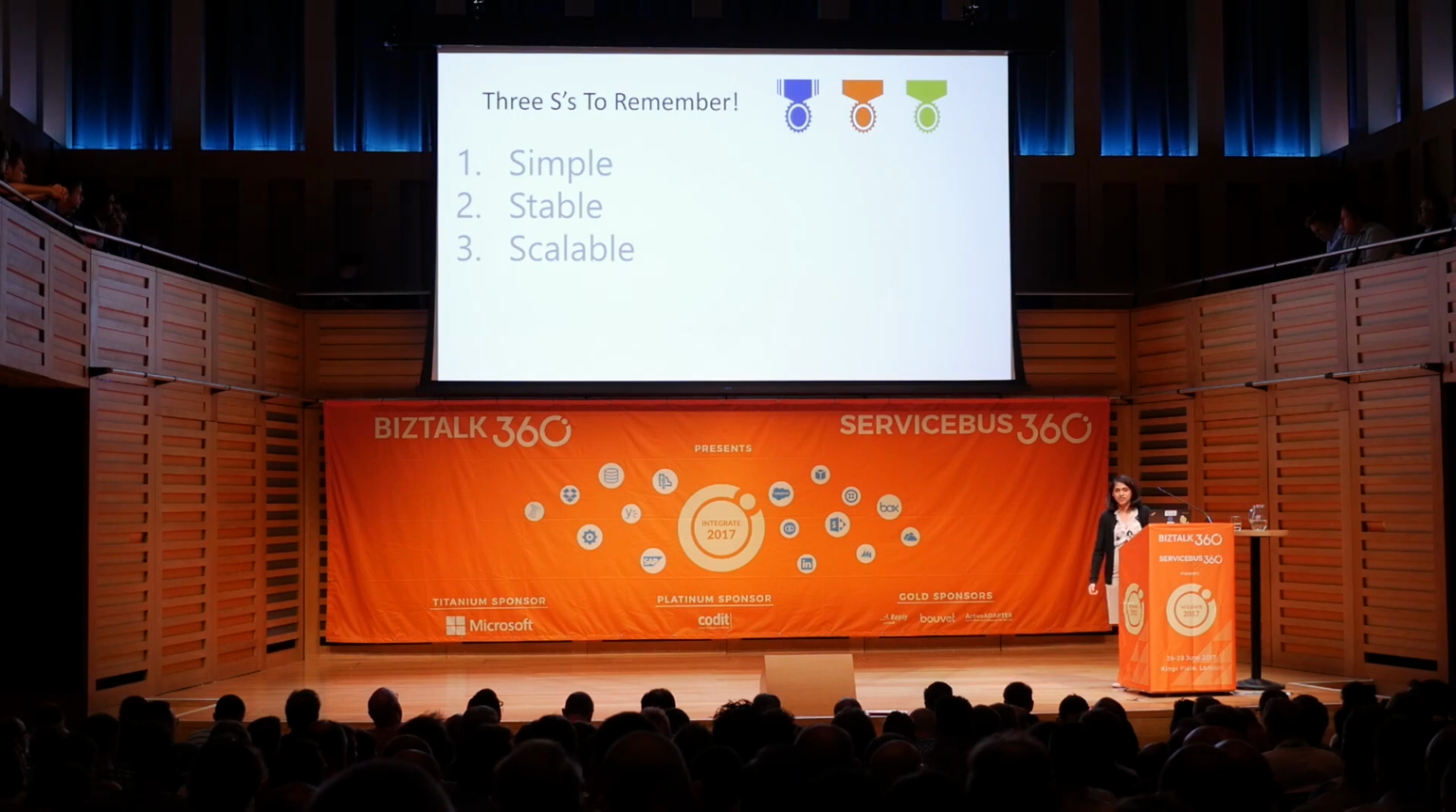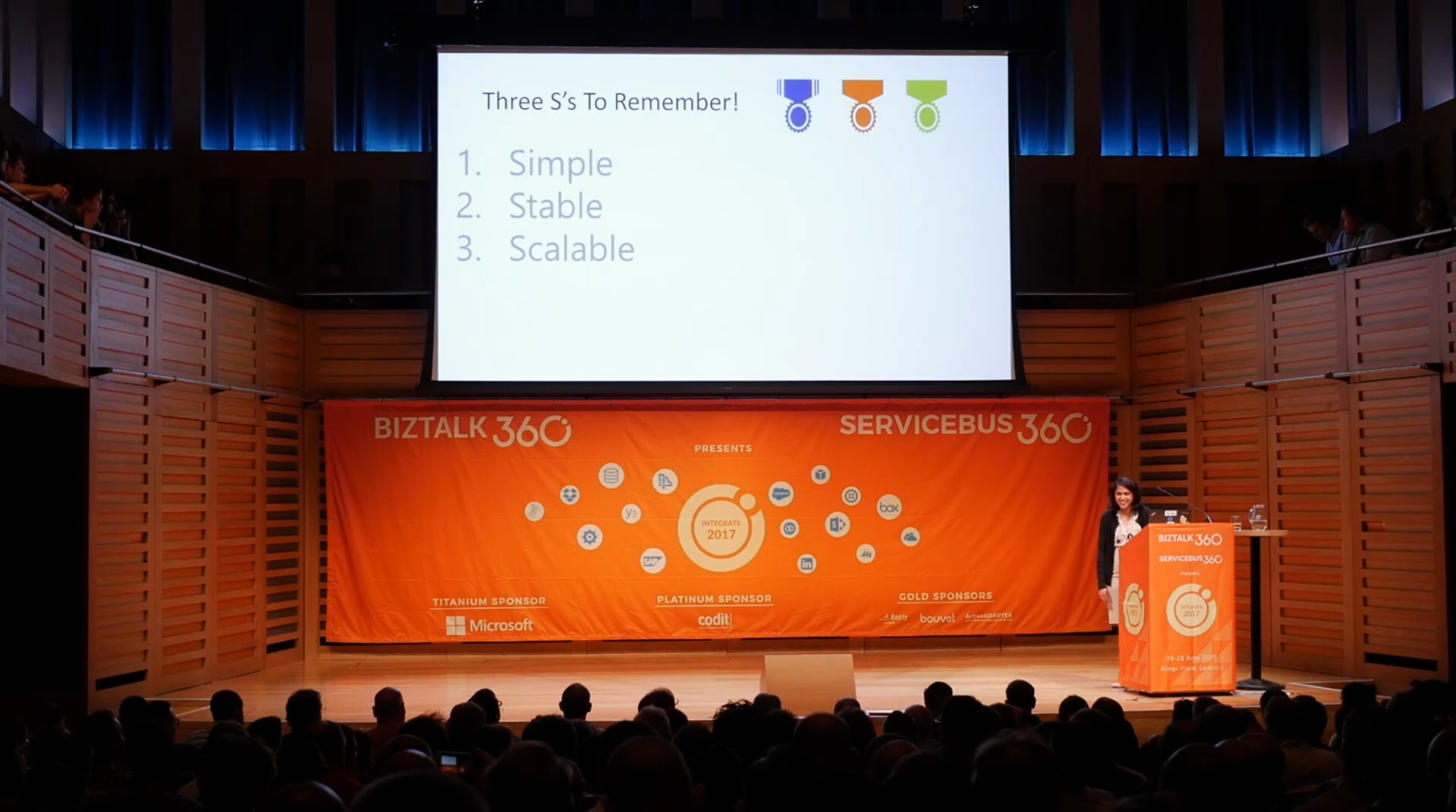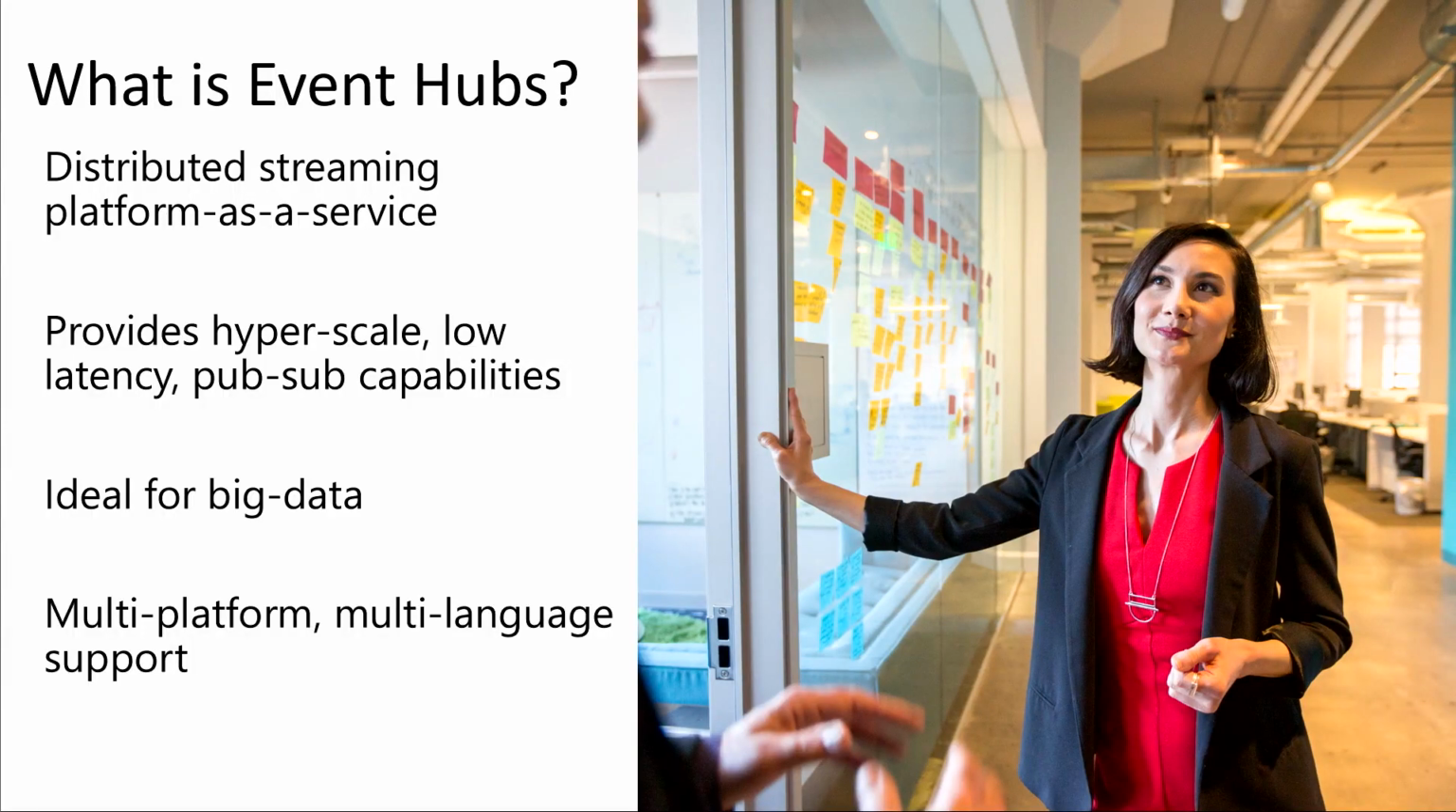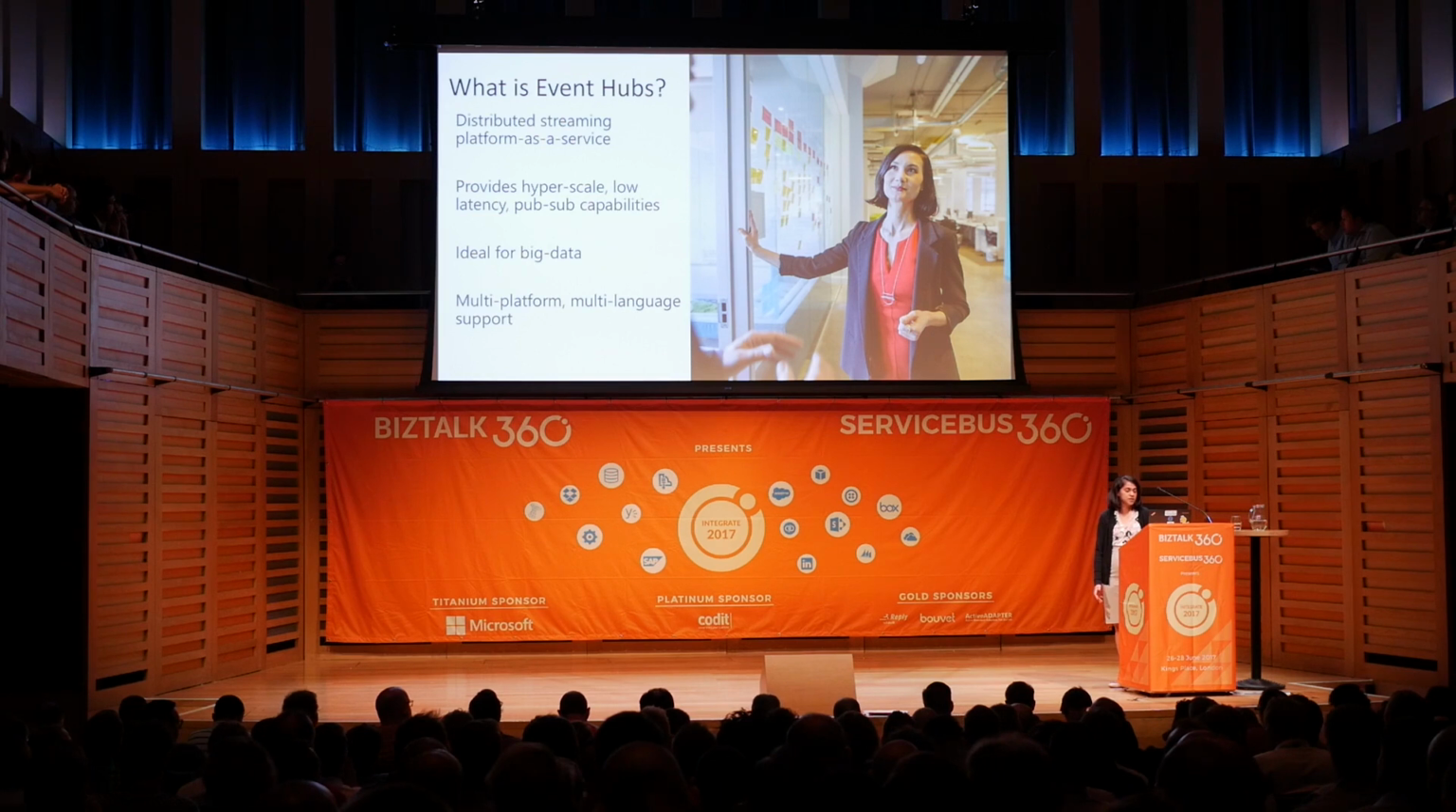I'll not ask the same question Dan asked: how many of you know Event Hubs? Thank you for that. I'll jump into what Event Hubs is. Event Hubs is a distributed streaming PaaS solution that provides massive scale, low latency, publish-subscribe capabilities. Event Hubs uses HTTPS and AMQP protocols with native clients in Java and .NET. It is a perfect on-ramp for big data solutions.